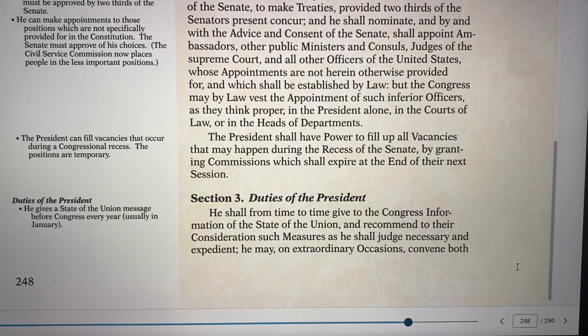Now the duties. Section 3 has to do with the duties of the president. He gives a State of the Union message. He has to give that State of the Union. When he becomes president in January, every president has to give a State of the Union message before Congress, which really states what he's going to do as president.